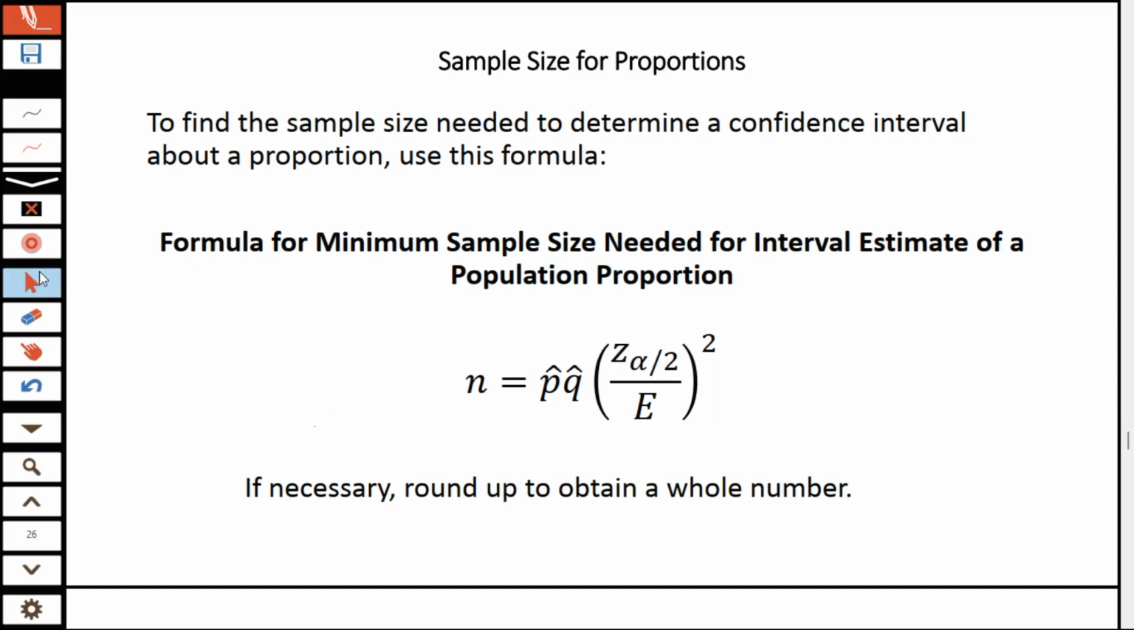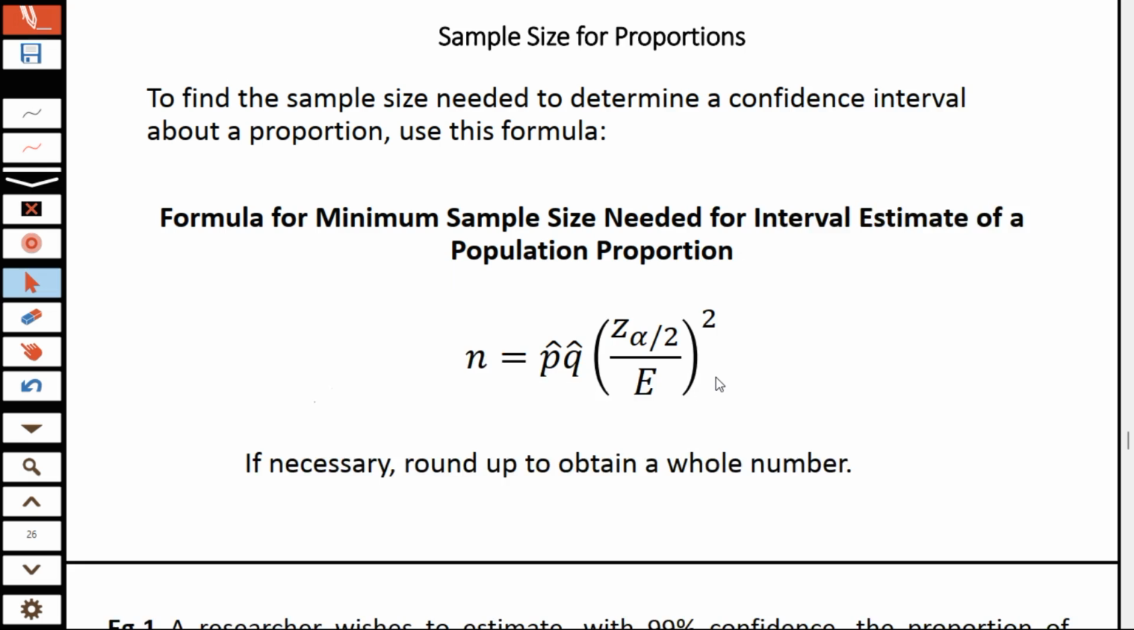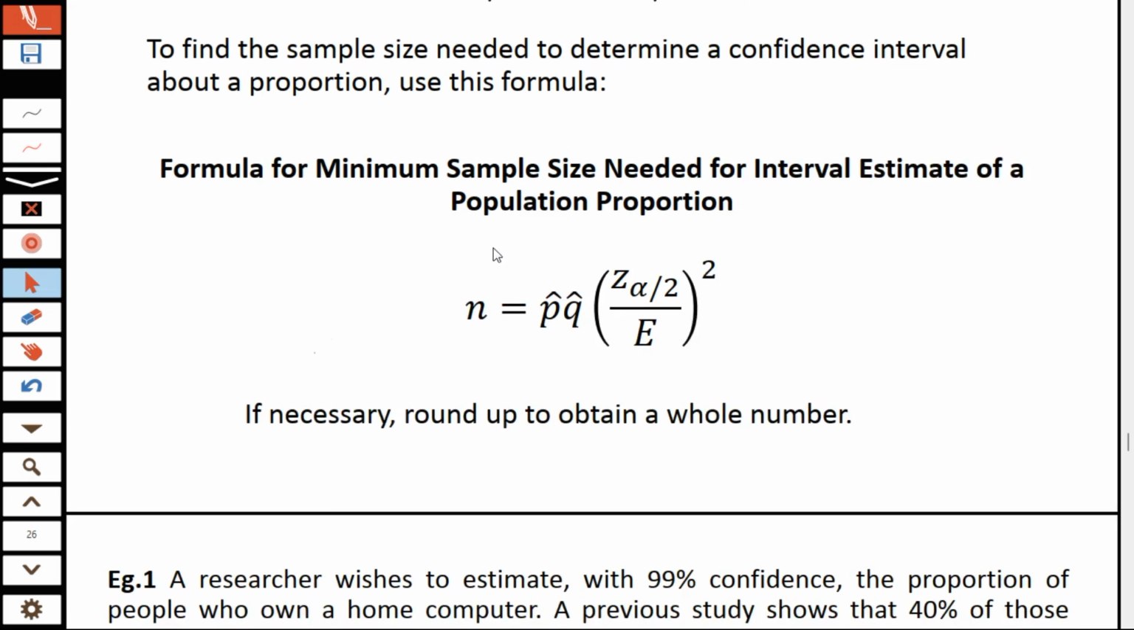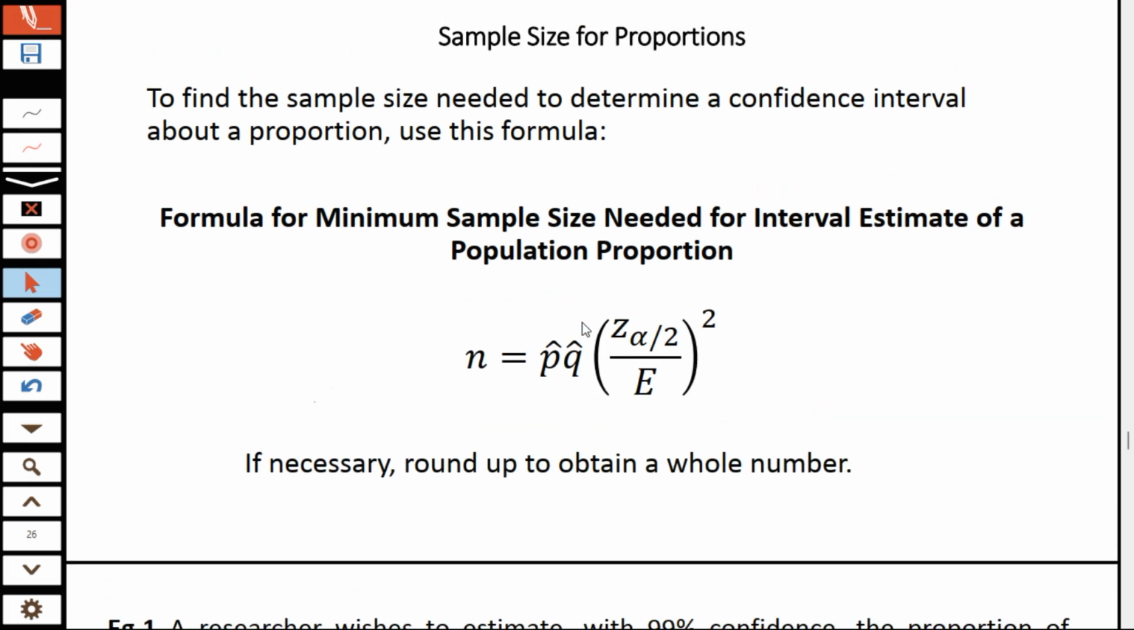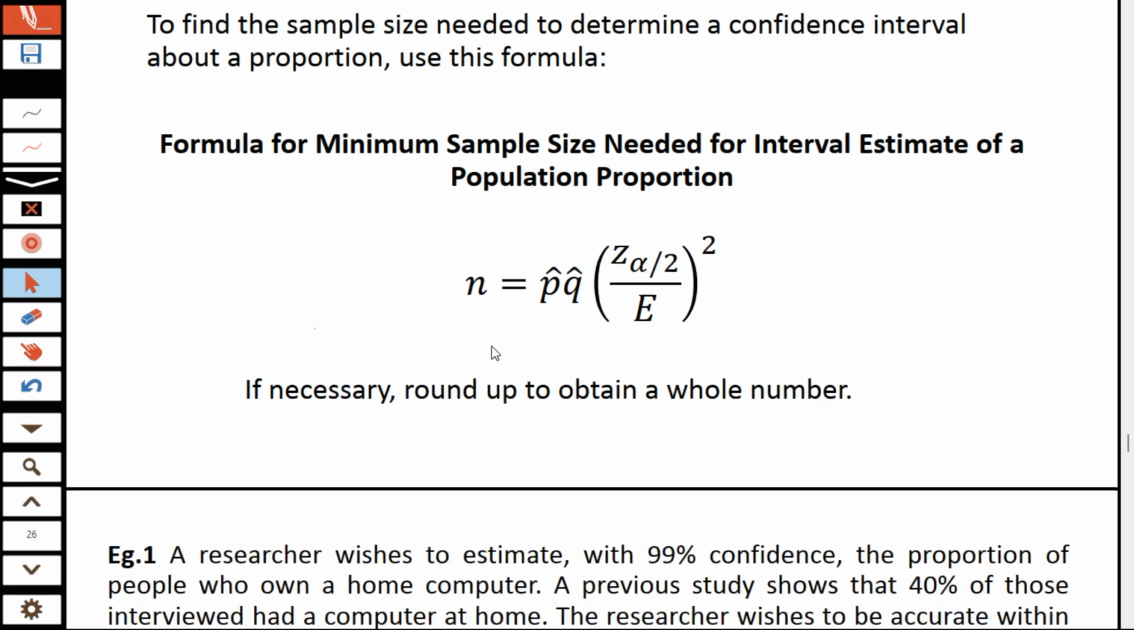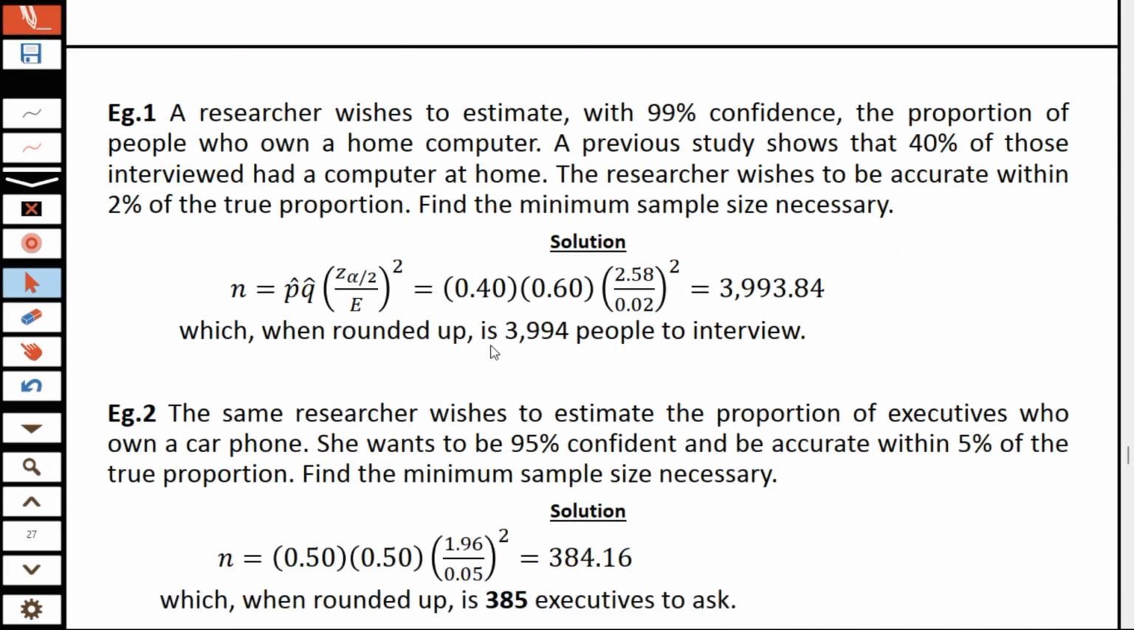Today we are going to start our studies on sample size for proportion. To find the sample size needed to determine a confidence interval about the population proportion, we use this formula: n = (p hat times q hat times z subscript alpha divided by 2 divided by E) all squared. When you get the answer, it is necessary to round it to a whole number because you are calculating the sample size. The sample size cannot be given in decimal places, so you have to round it to the nearest whole number.